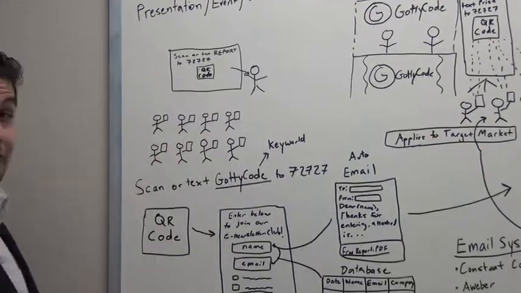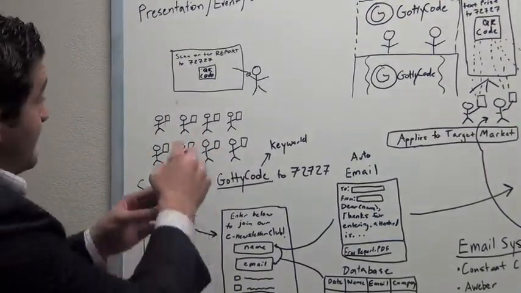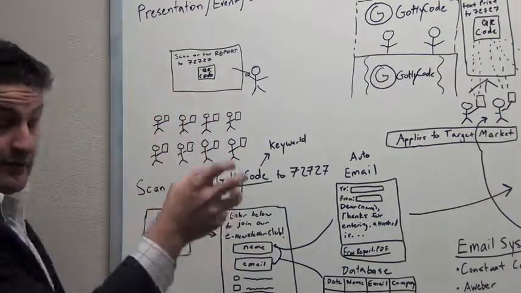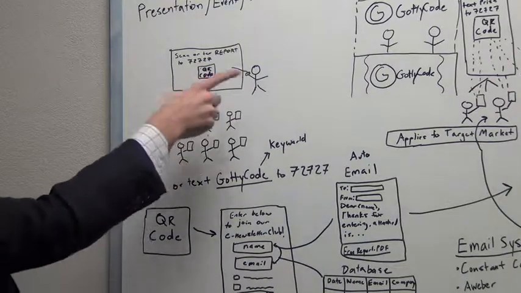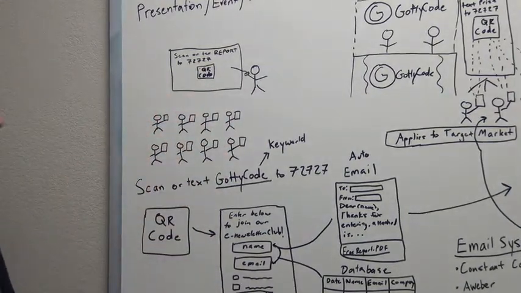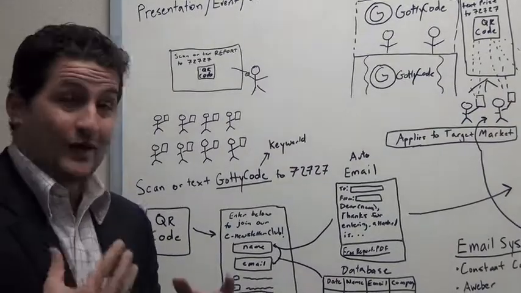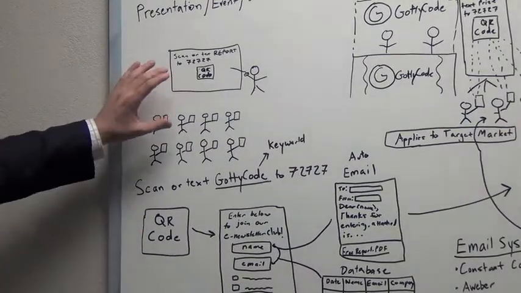And if you had some really great content that your audience was interested in, they could scan if they were close enough, or they could text, and you would immediately be able to capture your audience's information, and they would immediately receive great content from their mobile device. So that's one way to use it.